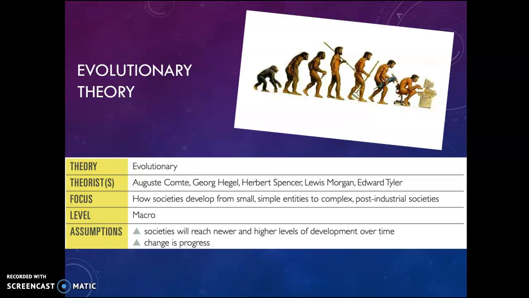So the first theory we're going to look at is evolutionary theory. And yes, you will notice that it has basis with Charles Darwin's theory of evolution. So the focus is how societies develop from small, simple entities into complex post-industrial societies. And we see this theory as a macro-level theory. Okay, so the assumption of the theory is that societies will reach newer and higher levels of development over time, and change is progress.